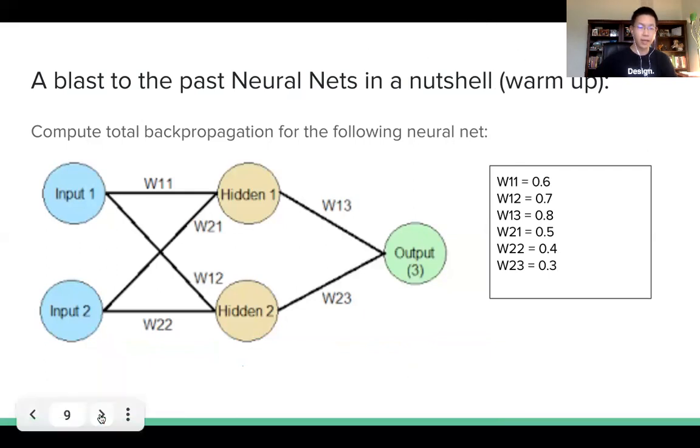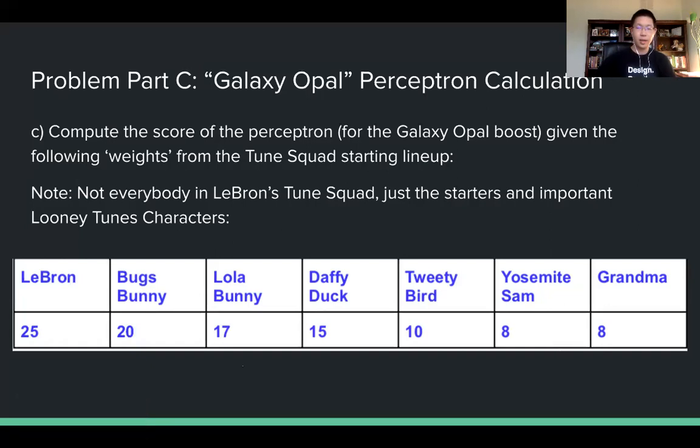Okay, so now we have the actual part C. I'm going to put my screen here for now. We have to now compute the total score of the perceptron given the following weights from the Tune Squad starting lineup. This is not everybody from LeBron's Tune Squad, it's just the starters and important Looney Tunes characters like LeBron, of course, Bugs Bunny, Lola Bunny, Daffy Duck, Tweety Bird, Yosemite Sam, and of course, good old Granny. So I'll give everybody 2 minutes to solve this. I'll solve it on my own personal board and we'll share the solution momentarily.